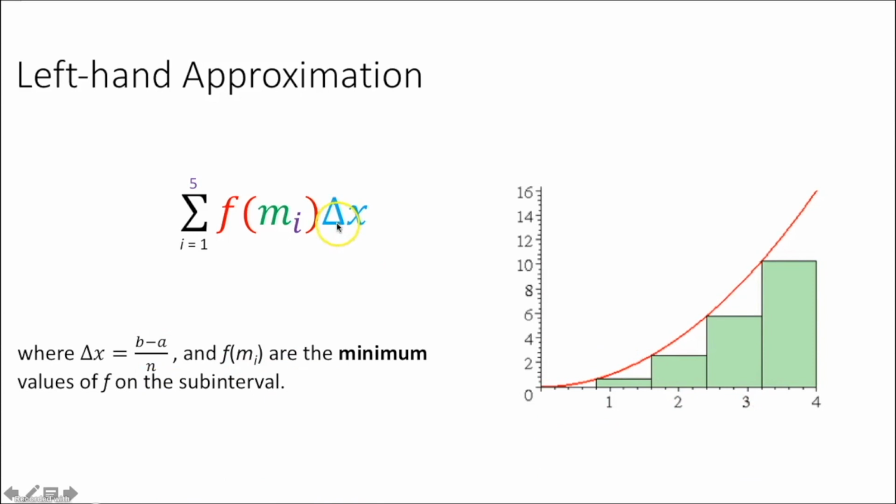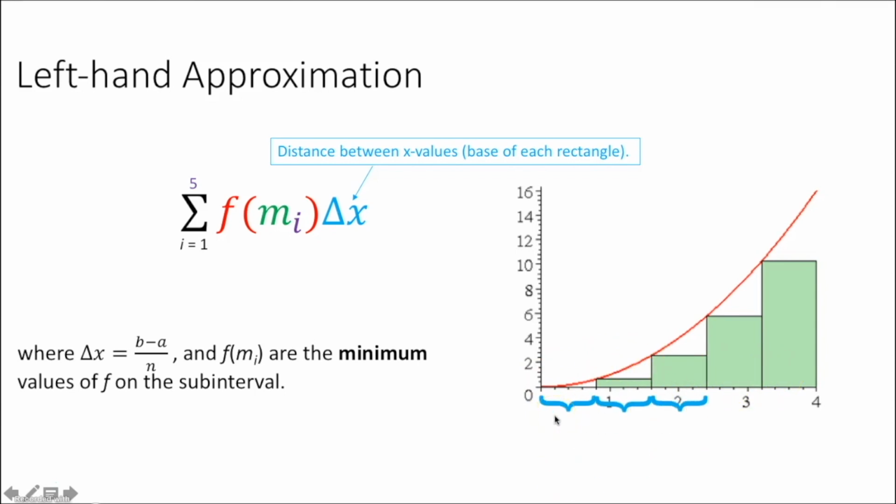Now, the delta x is just going to be the distance between the x values. That's going to be the base for each of your rectangles. And we said to determine delta x, you're going to use b minus a over n. That formula will get you the length of each of these bases. And it should be the same for each of your rectangles. Okay, so here is your first one, second one, third one, fourth one, and fifth one. And you can see each of the rectangles has the exact same base.